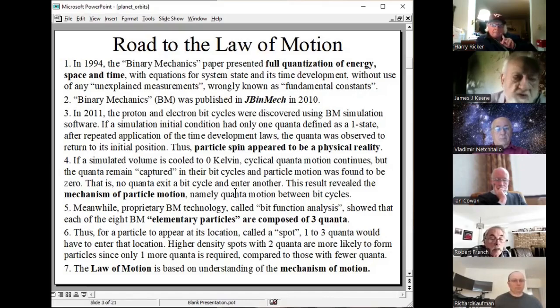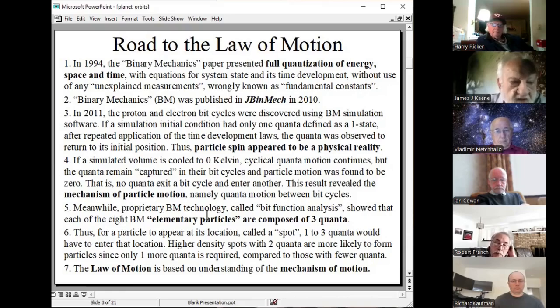So the road to the law of motion, which is key to unlocking this puzzle, is based upon an understanding of what the mechanism of particle motion is. And as far as I know, this is fairly unique in binary mechanics. Certainly Newtonian mechanics and the standard model and any other theory that I know of doesn't really address the question of how things move. They just describe that they do move, and they move so many meters and or with such a velocity or acceleration, but not the mechanism of motion.